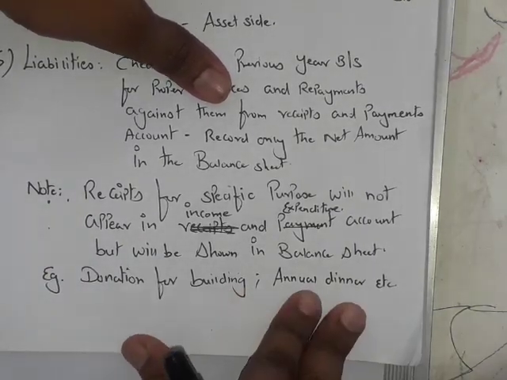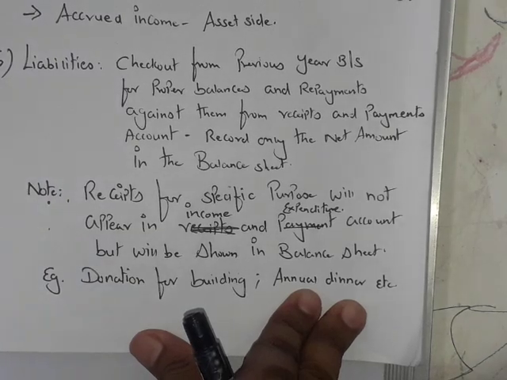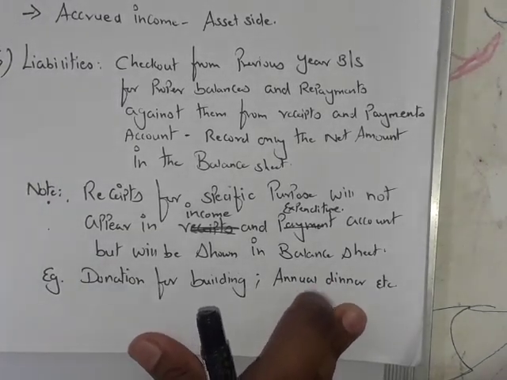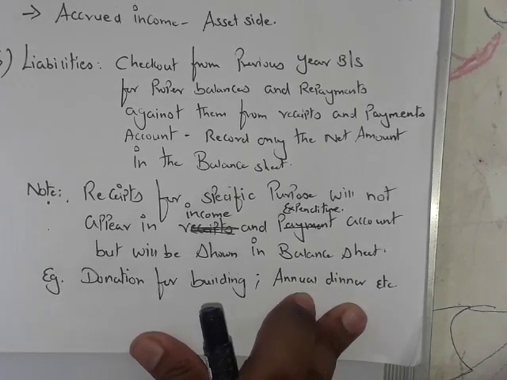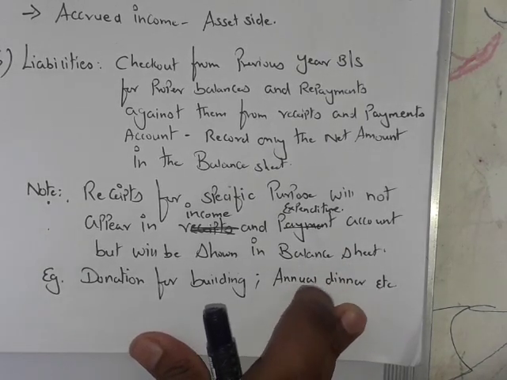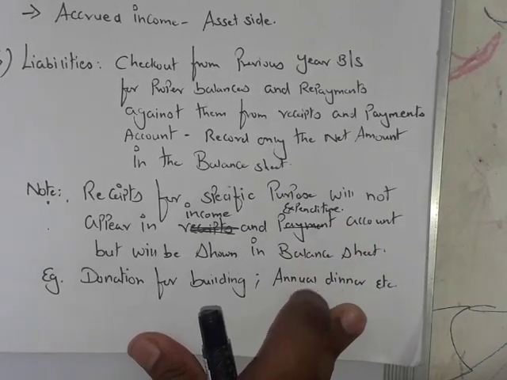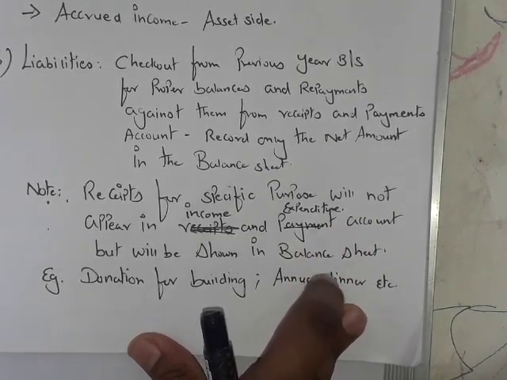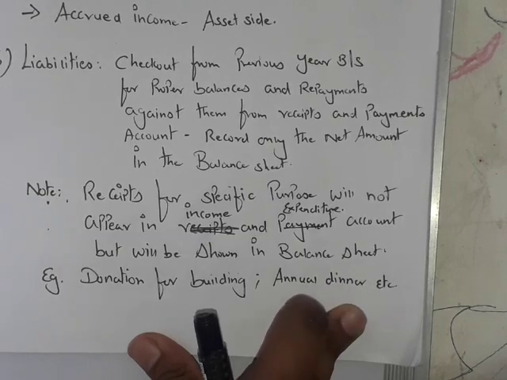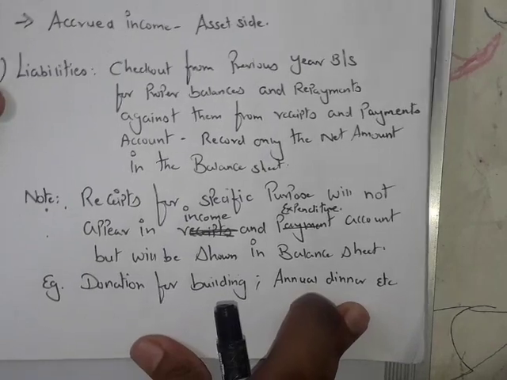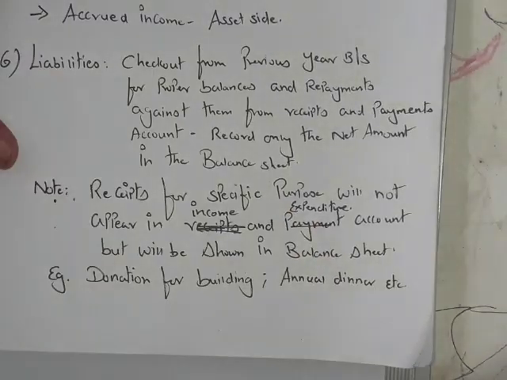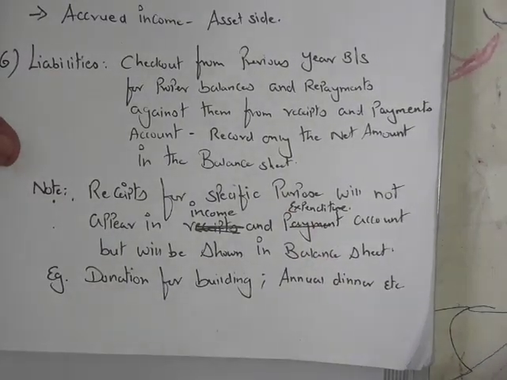In the same way, any amount that you have received for the annual dinner has to be used only for the annual dinner purpose, and the amount can't be used for any other expenses. To meet any other expenses, you can't utilize the amount which is lying in the annual dinner fund. Right? Now let's move on to the last aspect in our balance sheet, that is cash and bank balance.